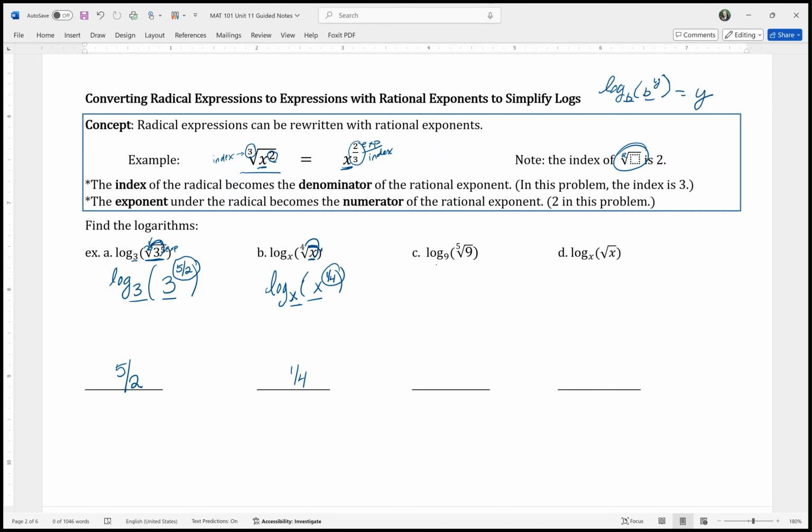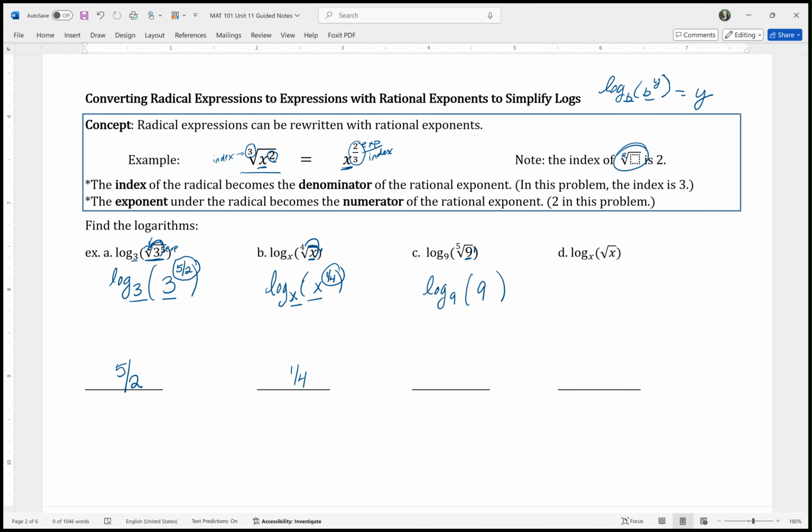Looking at C, we have log base 9 of the 5th root of 9. Now, again, our bases can be anything, even numbers, and that's okay. So we've got log base 9 of 9 to some power. Okay, so what is the understood exponent for 9? Even numbers can have exponents. So this 9 can have an exponent, and it is understood to be 1. So if you don't see the exponent, it's understood to be 1. So this would be the exponent of 1, the index of 5. So this would be 1 divided by 5. So 9 to the 1/5. Now our bases are the same, and our exponent is the answer.